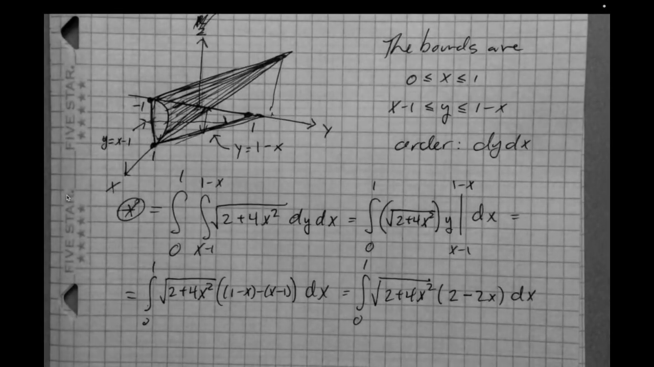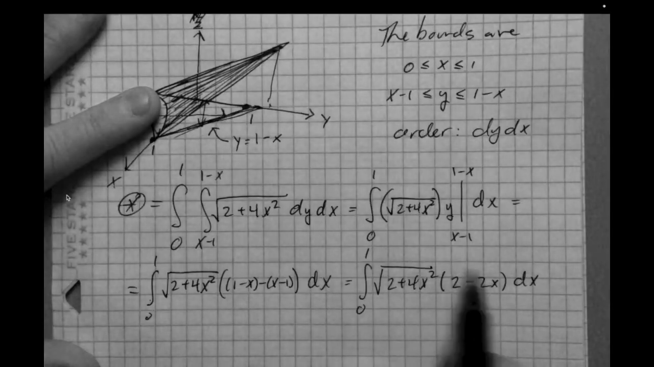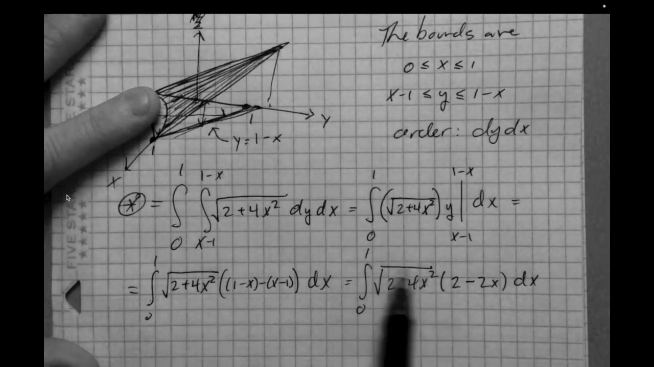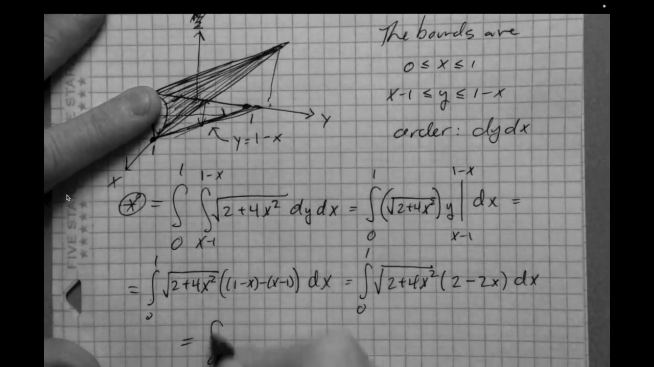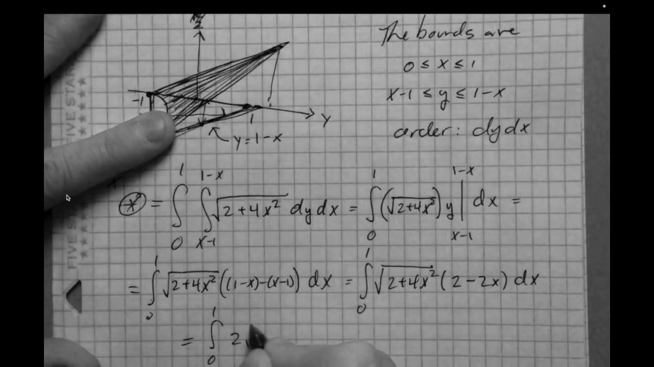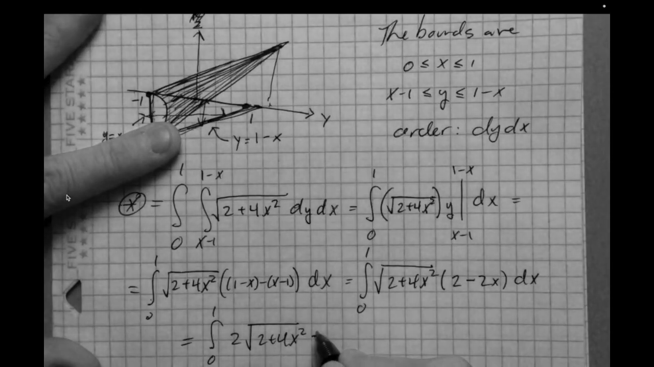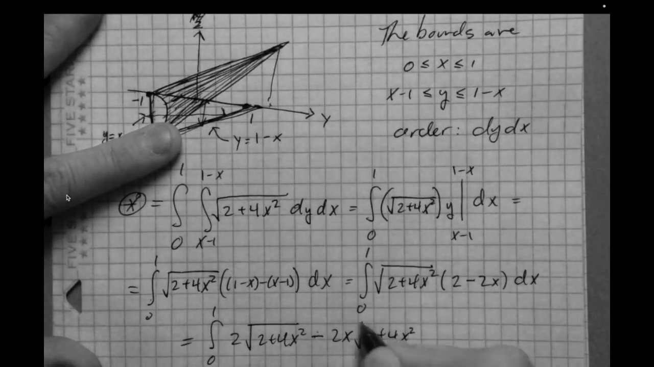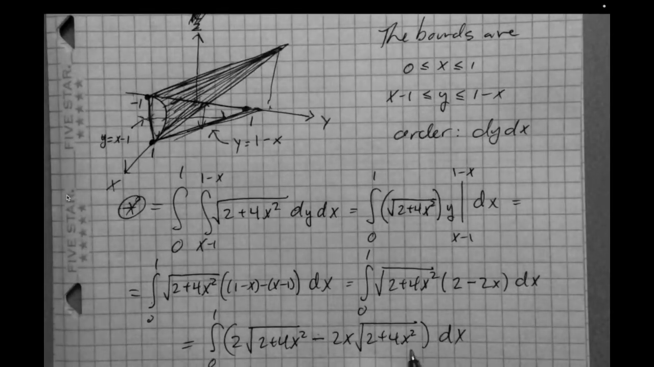Okay. Now this integral here is not easy, so a couple of things you can do with this. You can distribute this radical through this expression. And you get 0 to 1 of 2 times the square root of 2 plus 4x squared, minus 2x times the square root of 2 plus 4x squared. Right.